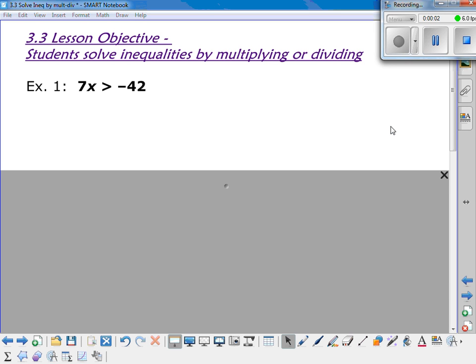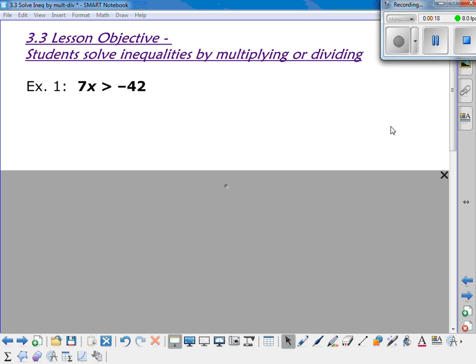Okay, so today's lesson objective: students solve inequalities by multiplying or dividing. So far we've been doing adding and subtracting, and today we're going to practice it with multiplying and dividing. So it still works the same as it did with equations. You're just going to do the opposite of what's being done to the variable.